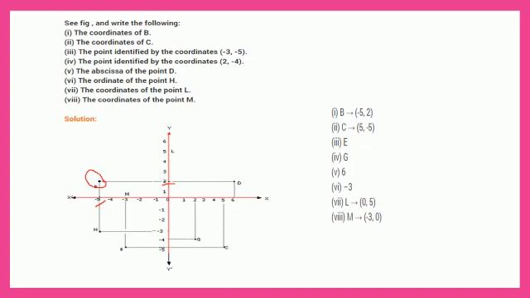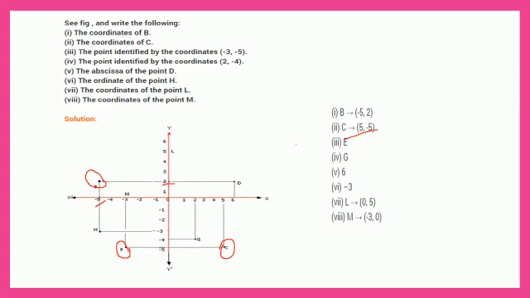Next, second subdivision, the coordinates of C. Here, C is there. So the x point is 5 and the y point is minus 5. So the coordinates of C are 5 comma minus 5. Then third subdivision, the point identified by the coordinates minus 3 comma minus 5. Here the x-axis value is minus 3 and the y-axis value is minus 5. So the point is E. So the answer is E.